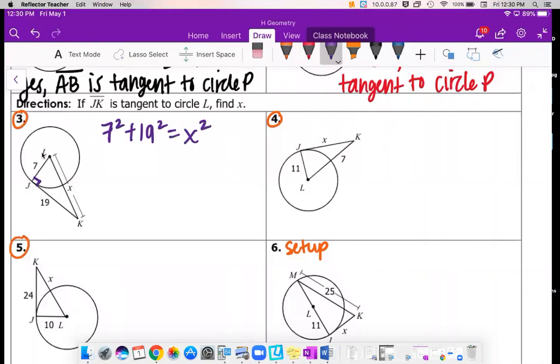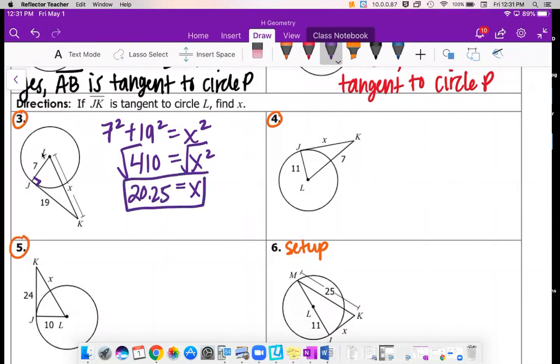So if I do 7 squared plus 19 squared, that becomes 410. And then to get rid of the squared, I'm going to take the square root of both sides. You plug that in your calculator and you'll get about 20.25. So x is about 20.25, and that is your answer for that one.